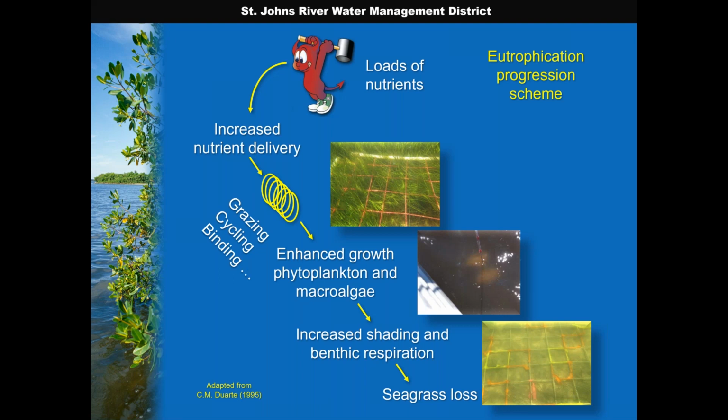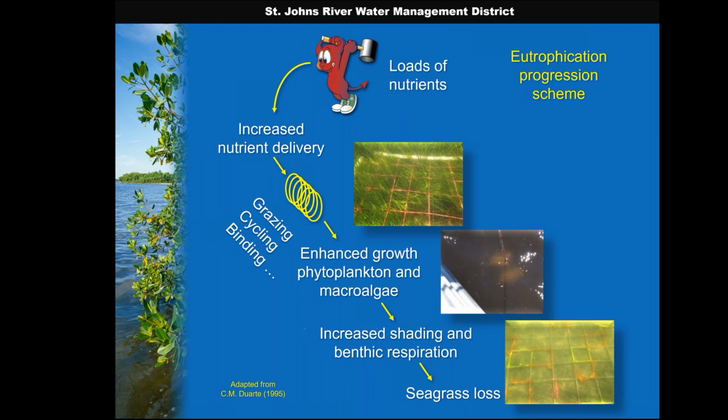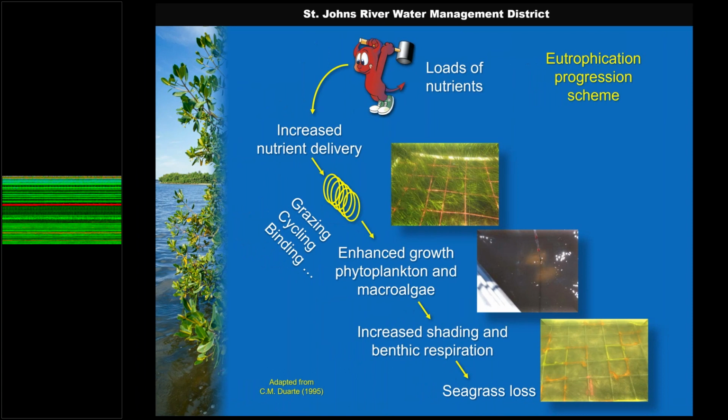It's Duarte's eutrophication progression scheme, where you're looking at a system that has loads of nutrients pounding on it. However, the system doesn't respond immediately. It doesn't collapse immediately because there are parts in the system that allow that system to cope with that increased loads of nutrients.